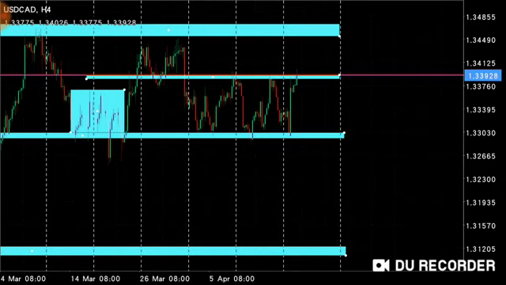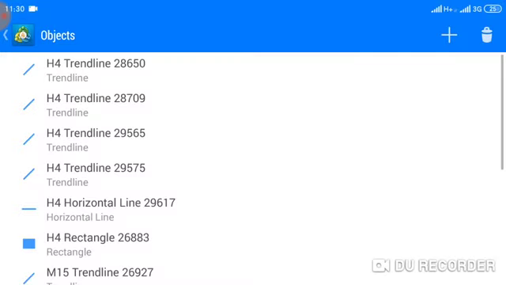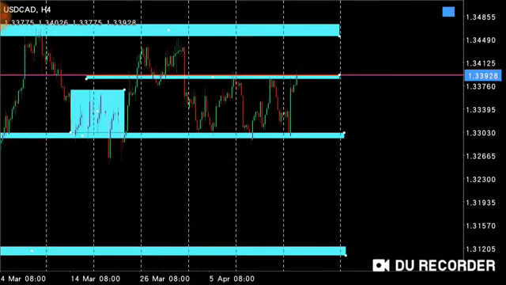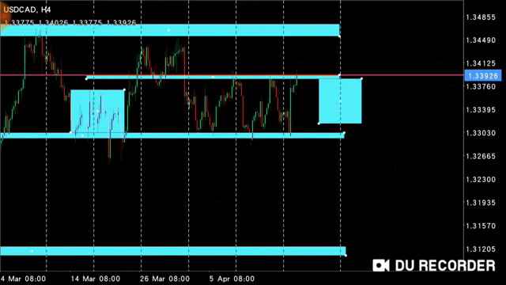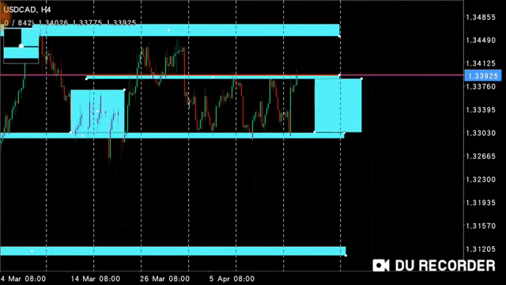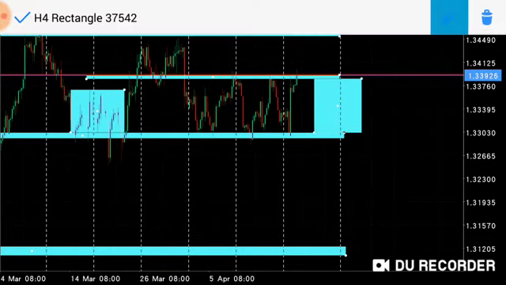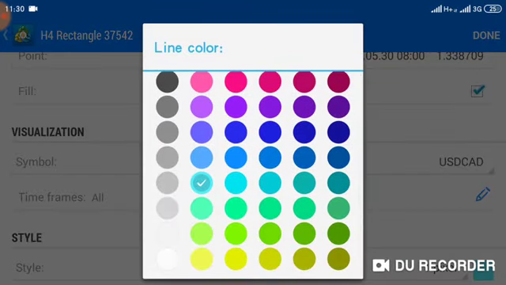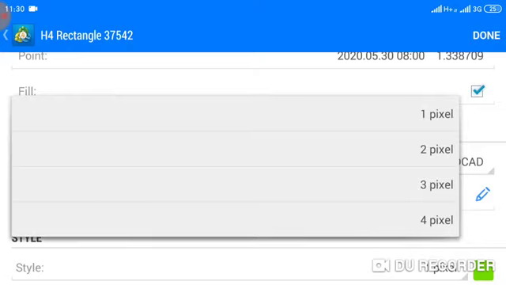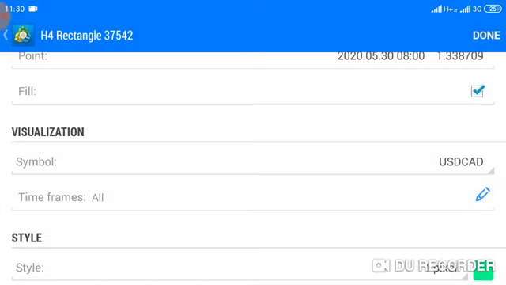So basically, let me do this. I'm using MetaTrader 4, so I'm putting a green color, green. Nope, not this green. This is this green.